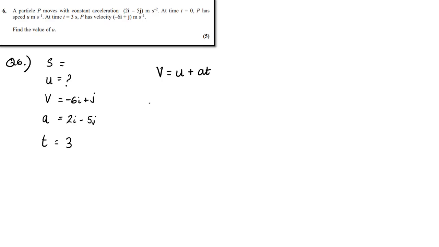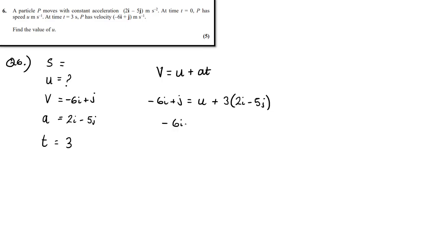So, v is equal to minus 6i plus j, and that's equal to u, which we don't know, so we just put u there, plus a times t. So a is 2i minus 5j, and we times it by t, which is 3. So what I get here is 3 lots of 2i minus 5j. What I need to do now is expand the bracket.